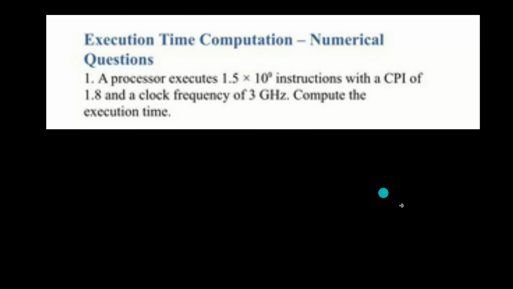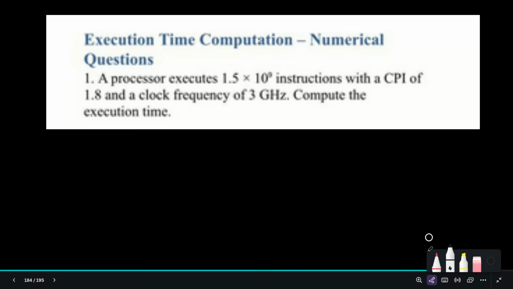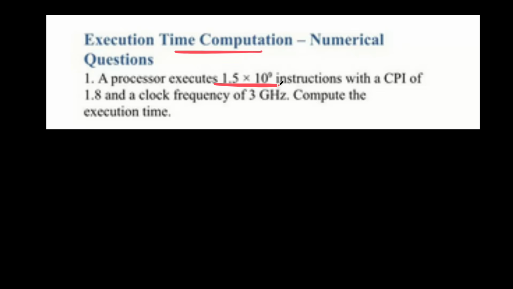So the first question is this. Sorry for the clarity issue here. Here we have to calculate the execution time. A processor executes 1.5 into 10 raised to 9 instructions with a CPI of 1.8 and a clock frequency of 3 GHz. Compute the execution time.